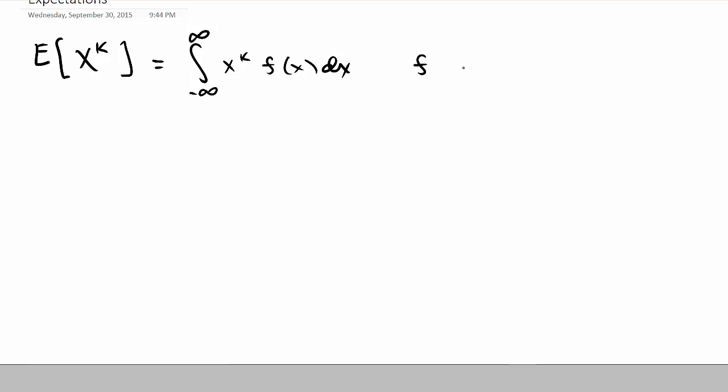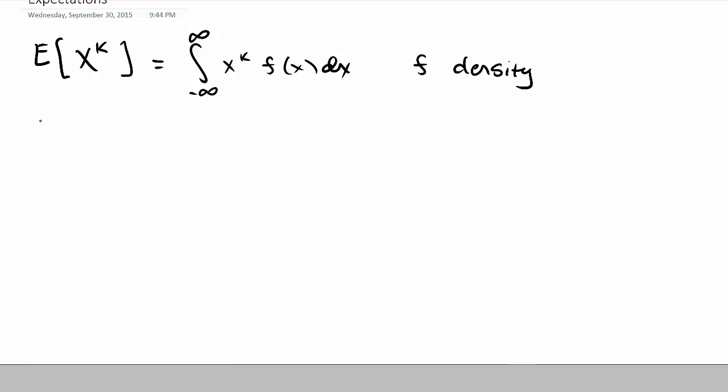Let's talk a little bit about expectations. If you're taking this class, you already know that the expected value of, let's say, the kth moment of a random variable x is the integral of x to the k, from minus infinity to plus infinity, f of x dx, where f is the associated density. This integral would be replaced by a sum if it was a discrete mass function.